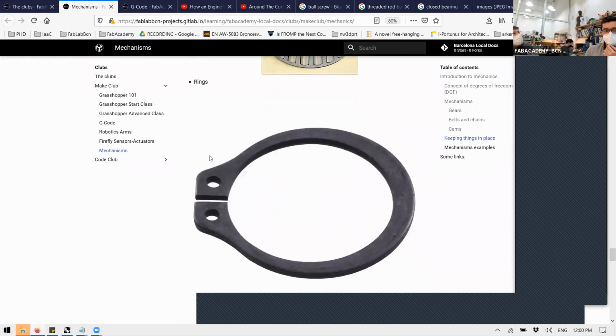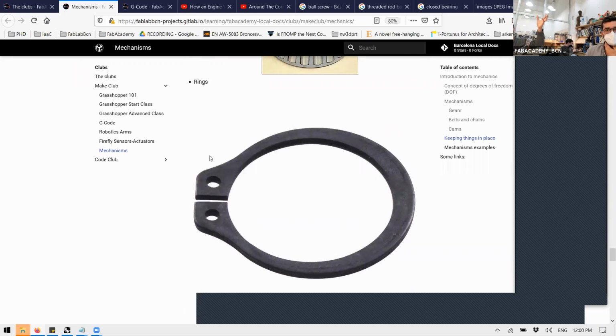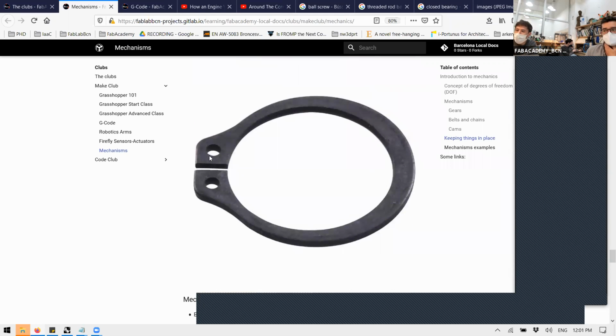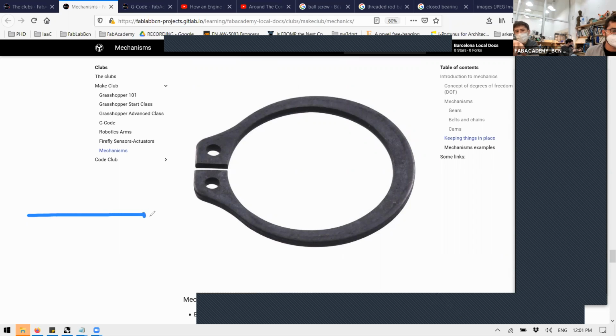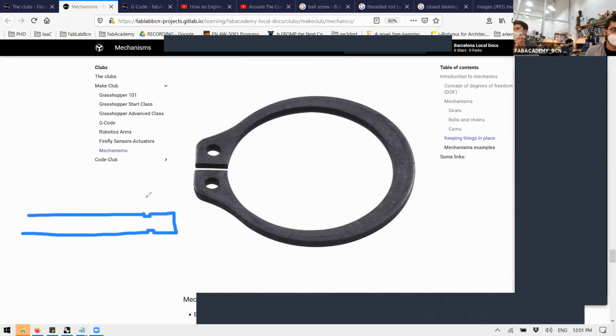Then we have clip strings. They're just retainers, so they avoid shafts like these types or these types having any sort of movement to the side, to hold bearings in place or to hold the shaft in place. You normally need to put a small space for this to go in. They are like this one, inner clips or outer clips. So that's your shaft, and then you put that in the middle so it retains the shaft and doesn't move away.